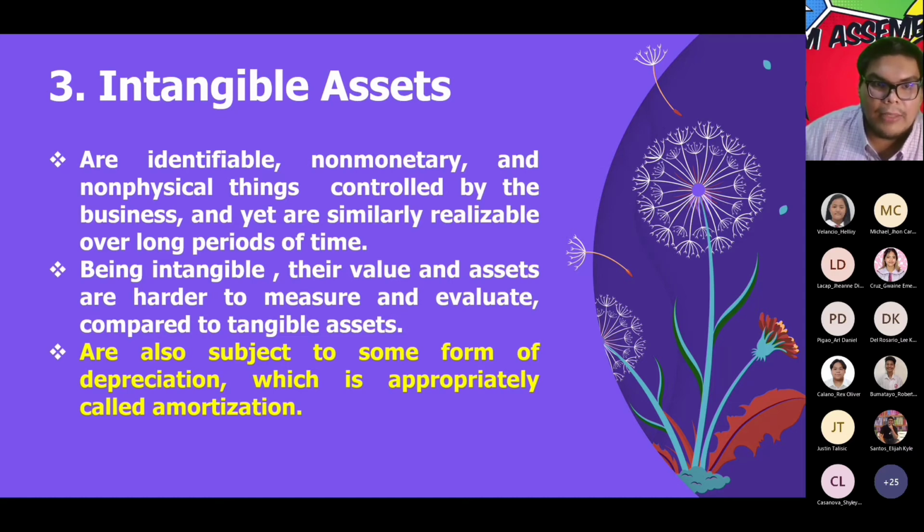They are identifiable, non-monetary, and non-physical things, controlled by the business and yet realizable over long periods of time. Being intangible, their value is harder to measure and evaluate compared to tangible assets. They are also subject to some form of depreciation, but it is called amortization. When the text is yellow, it is not in the book, just a bonus. Amortization, not depreciation, is the term.